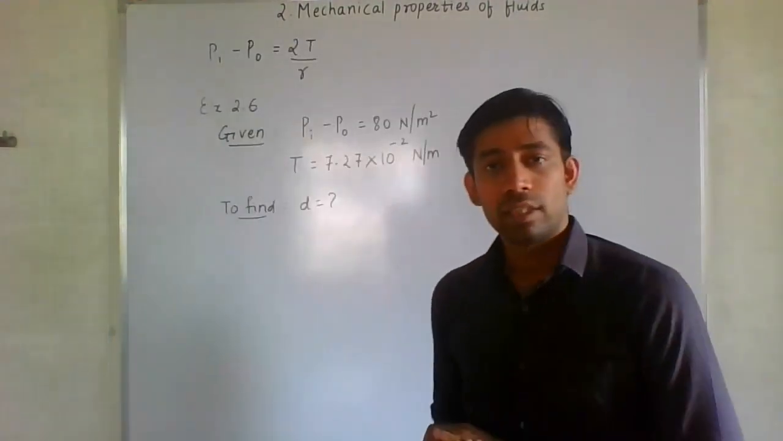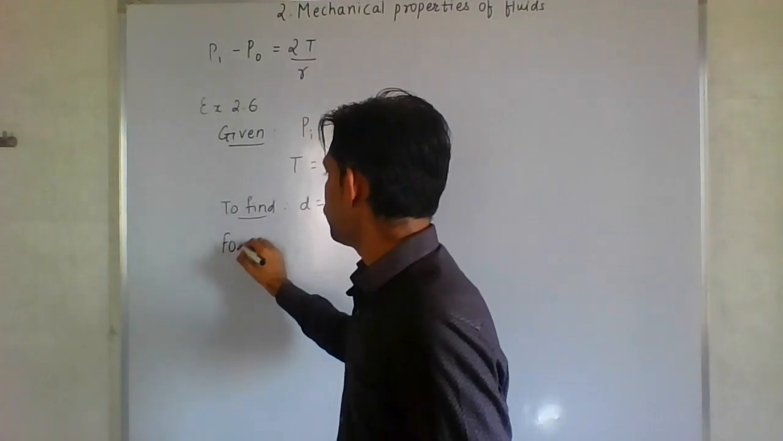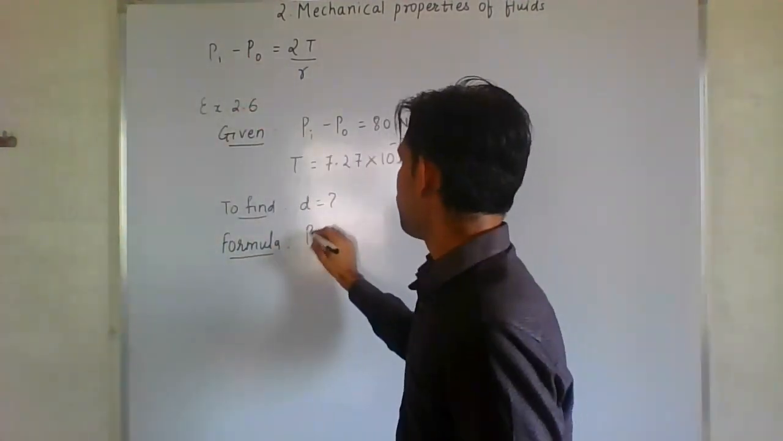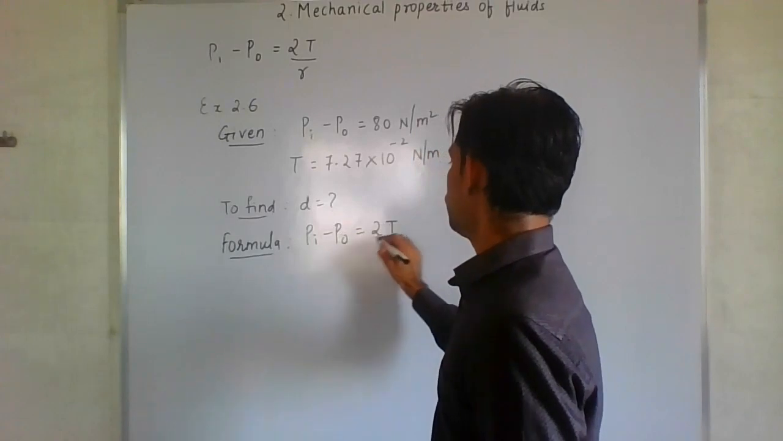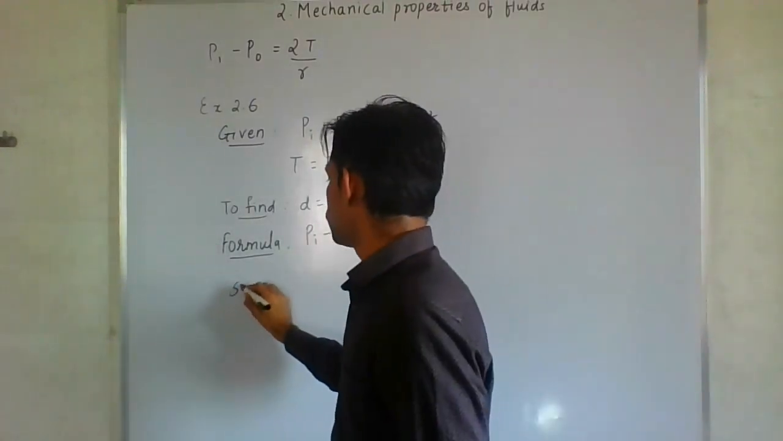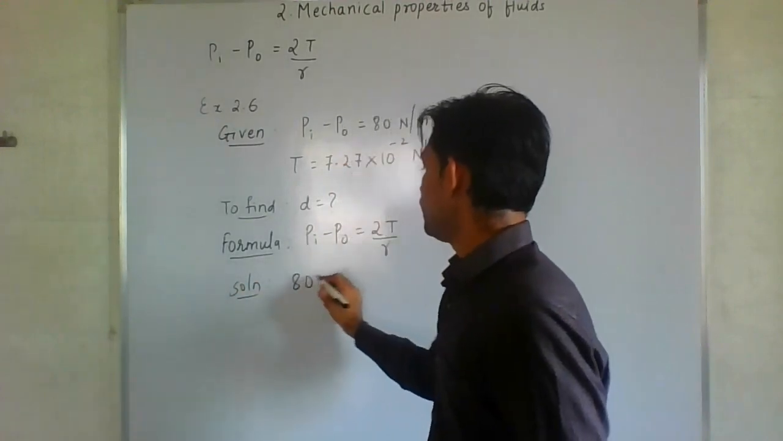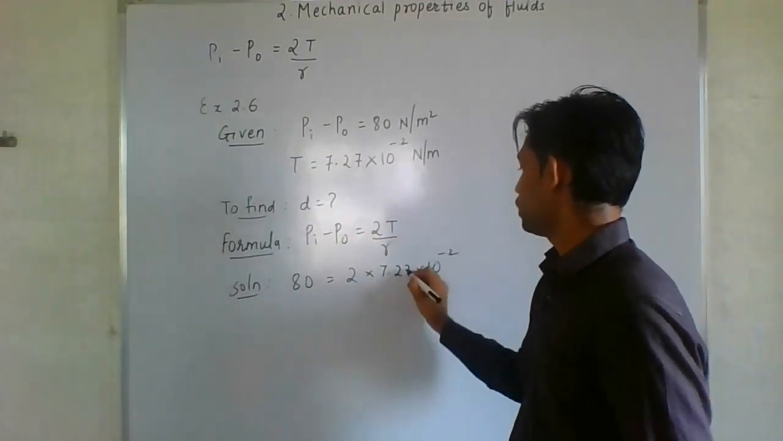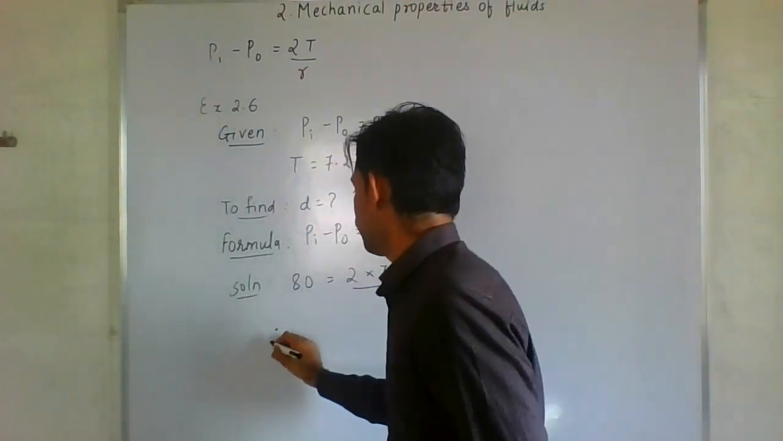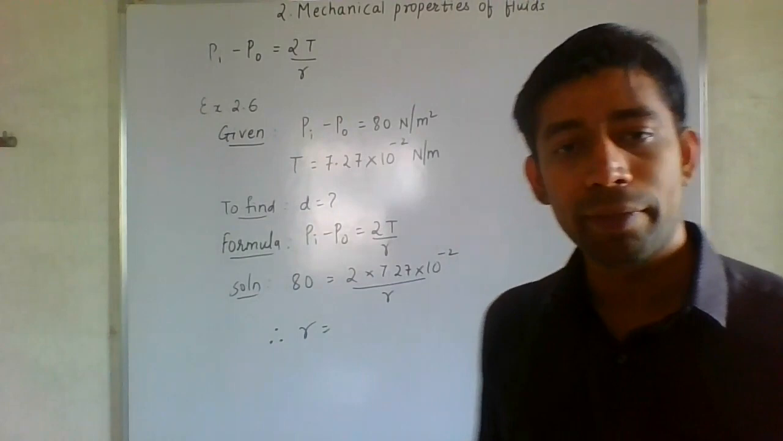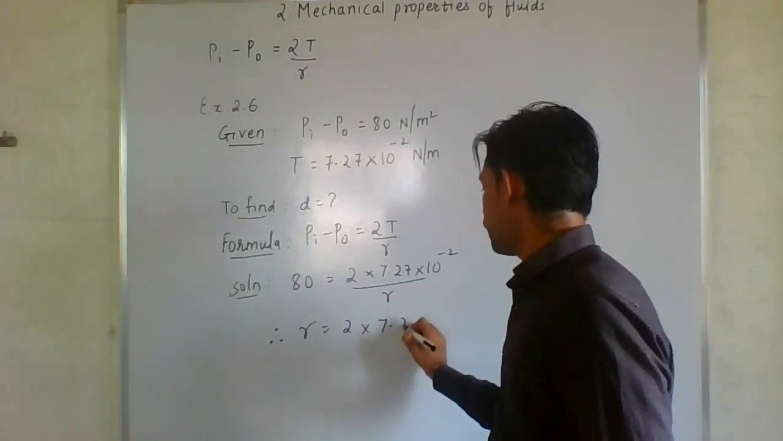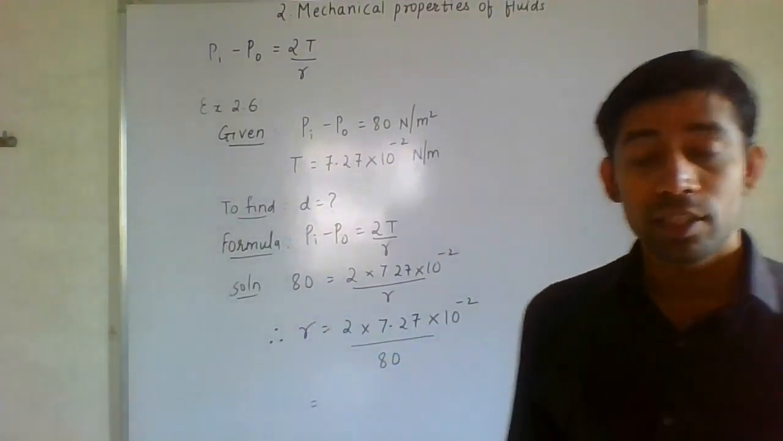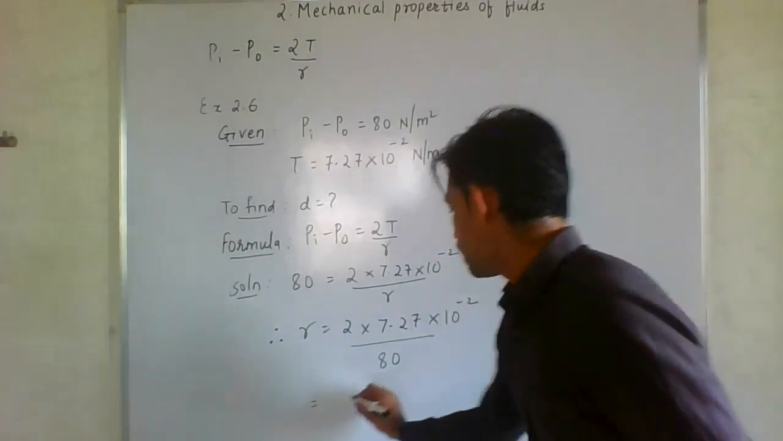Okay, so let's use the formula. We know which formula we are going to use. It is a liquid drop, so this formula will be used: Pi minus Po is equal to 2T upon R. Let's substitute the values. Solution. So here I will be writing 80 is equal to 2 into 7.27 into 10 raised to minus 2 divided by R. So therefore R can be written as 2 into 7.27 into 10 raised to minus 2 divided by 80. Got this? So when you solve this equation, you will get one answer.